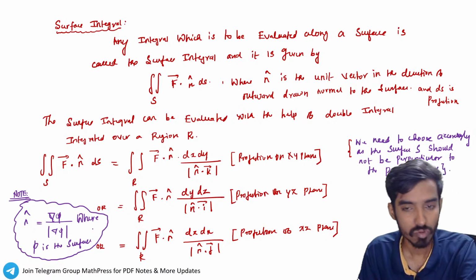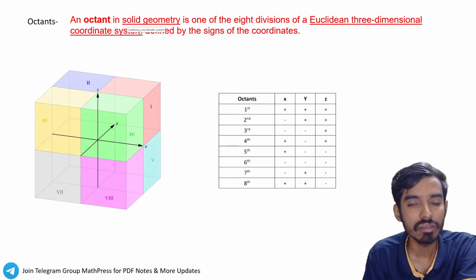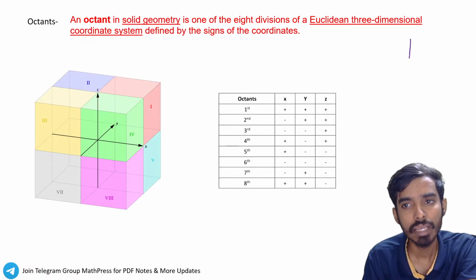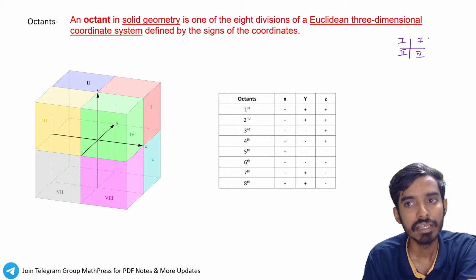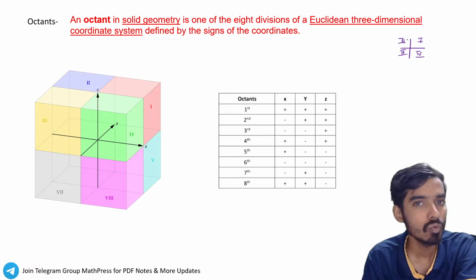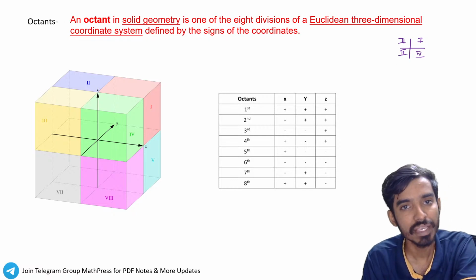Okay. We will recall what is meant by an octant, right? So in 2D, in 2 dimensions, we will have 4 quadrants, right? First quadrant, second quadrant, third quadrant, fourth quadrant. In the first quadrant, x and y are positive. In the second quadrant, x is negative, y is positive. In the third quadrant, x and y both are negative. In the fourth quadrant, x is positive, y is negative, right?